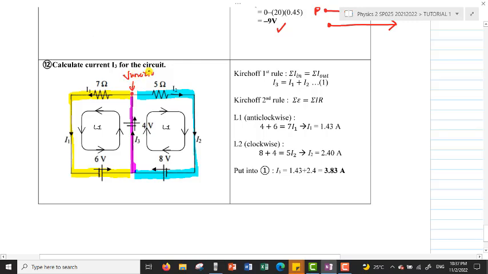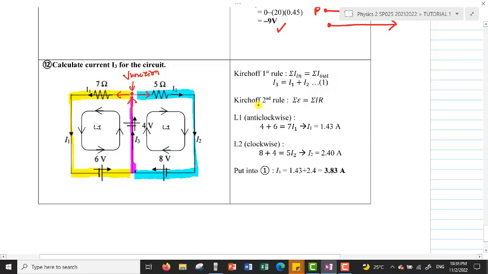I'm going to find out that my I3 is going to flow into the junction. I2 flows out from the junction. I1 also flows out from the junction. I3 will flow into the junction. So we have I3 equal to I1 plus I2. This one I put as my first equation.